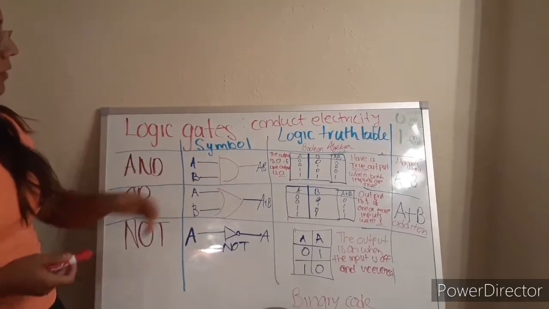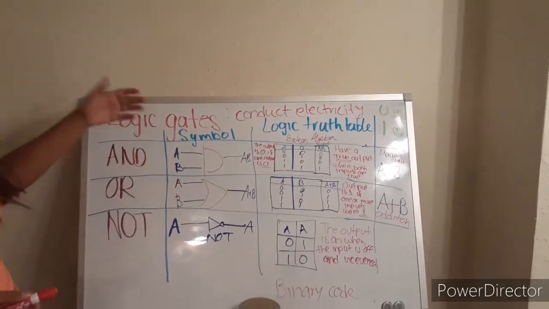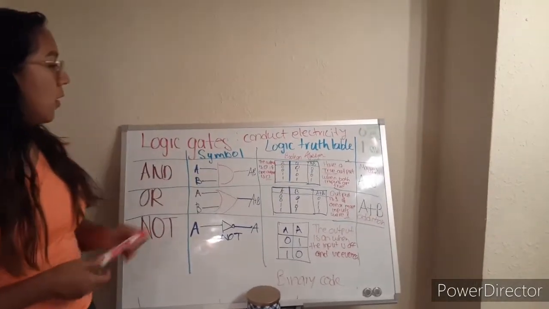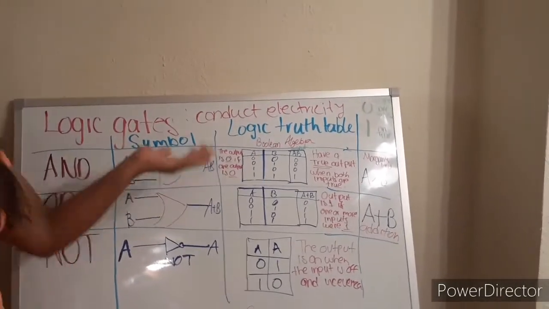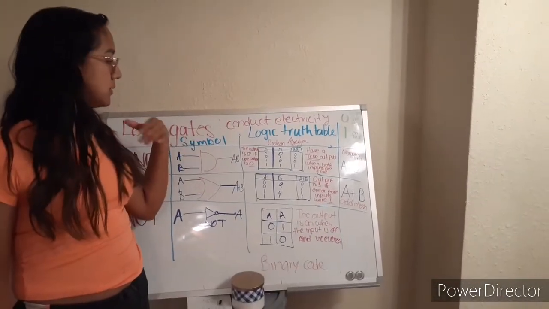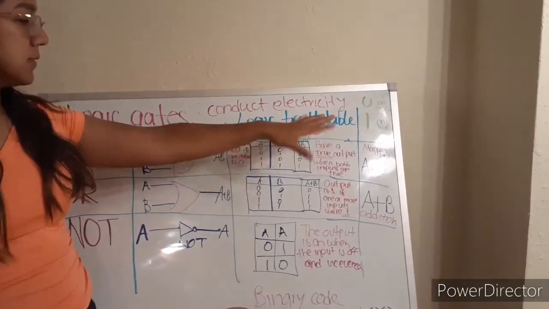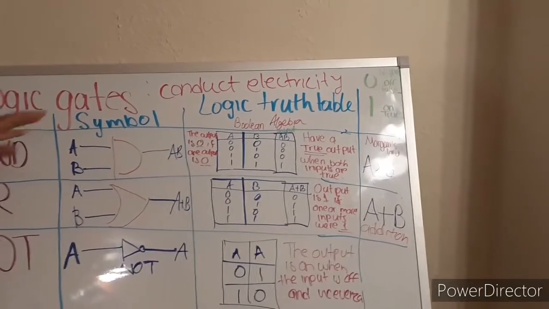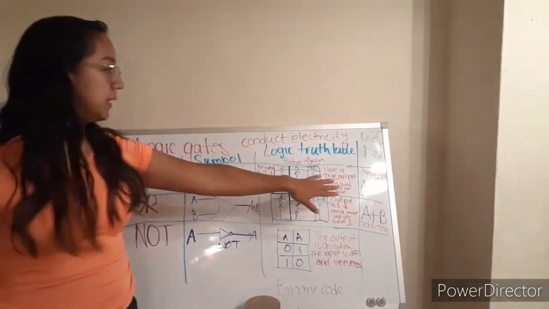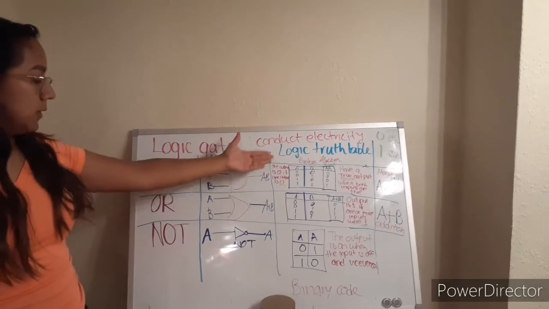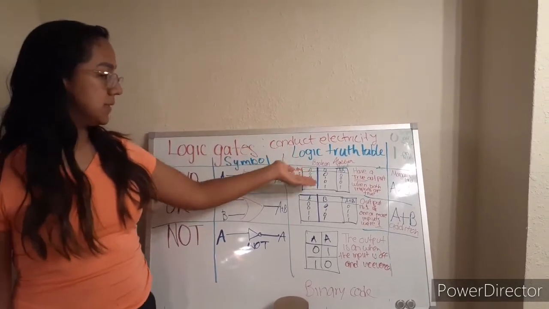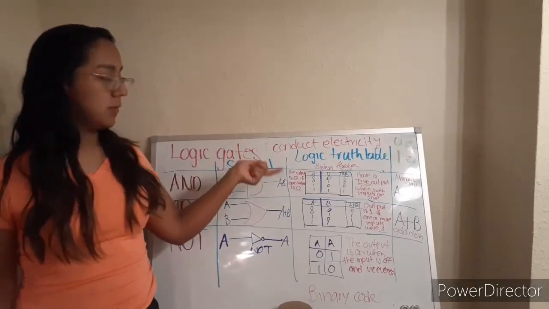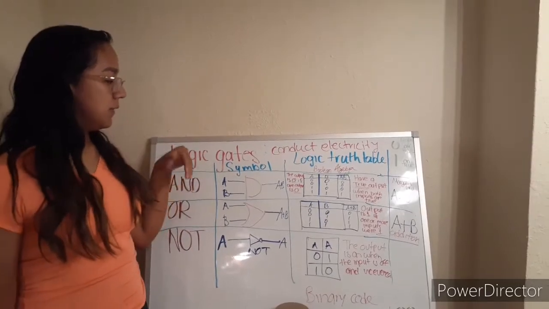To understand the function of these gates, we'll be using the logic truth table. We will be using binary coding, meaning 0 is false or off, and 1 is on or true. For the AND, it will be multiplying. So for example, 0 times 0 gives us 0, 0 times 1 gives us 0, 1 times 0 gives us 0, and 1 times 1 gives us 1.